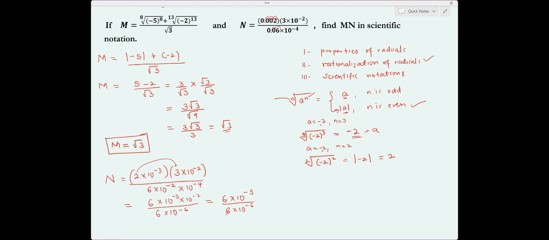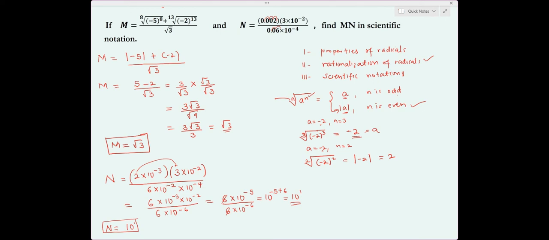So if we look, we will see that 6 will cancel 6, and we are left with 10 raised to power minus 5 in the numerator. This is minus here. It goes up to become a plus 6. So this is just 10 raised to power 1. So that is our n. So n is 10 raised to power 1.